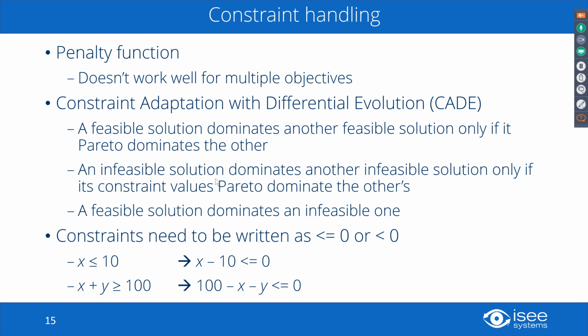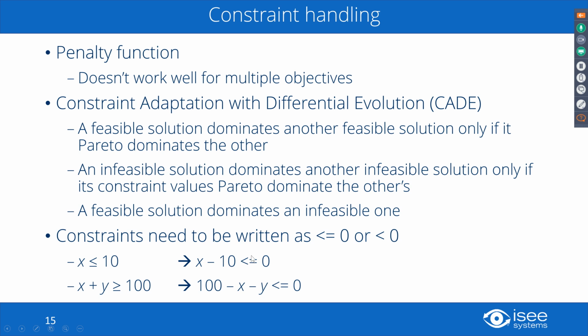All of your constraints need to be written as less than or equal to 0 or less than 0, which is a common thing in evolutionary algorithms. So in Stella, to use this, you first have to rewrite your constraint as less than or equal to 0 or less than 0. For example, if I have x is less than or equal to 10, I subtract 10 from both sides, and I have x minus 10 is less than or equal to 0. So I need a converter that calculates x minus 10. That will be my constraint.